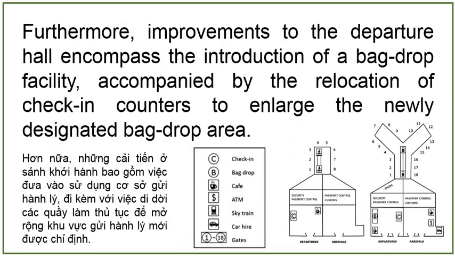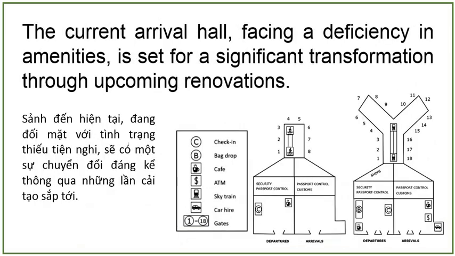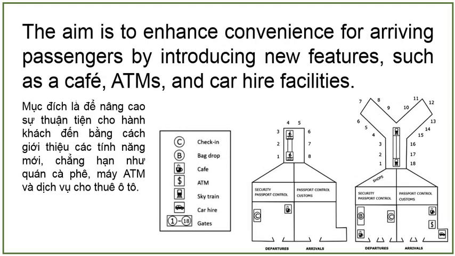Furthermore, improvements to the departure hall encompass the introduction of a bag drop facility, accompanied by the relocation of check-in counters to enlarge the newly designated bag drop area. The current arrival hall, facing a deficiency in amenities, is set for a significant transformation through upcoming renovations. The aim is to enhance convenience for arriving passengers by introducing new features such as a cafe, ATMs and car hire facilities.